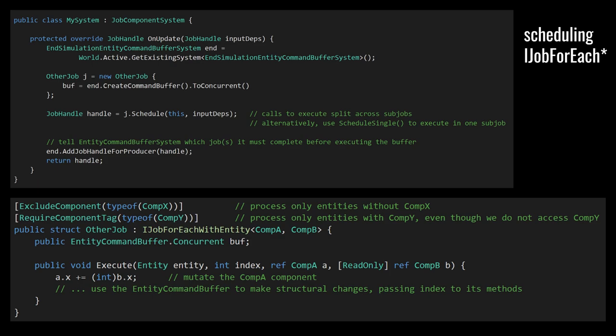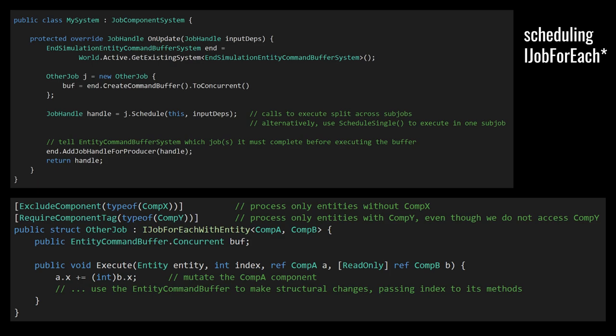We create an entity command buffer from the EndSimulationEntityCommandBufferSystem, but we make it concurrent by calling the ToConcurrent method. When we schedule the job, we give it the input dependencies of the job component system, like we always should, but notice we pass the system itself as the first argument rather than a query. The schedule method itself uses the system to create the query using introspection information from the job. If instead of the regular schedule we call ScheduleSingle, then the job would be processed in one logical subjob rather than split across many, in which case we wouldn't need a concurrent entity command buffer because then the buffer would only be used from just one thread.